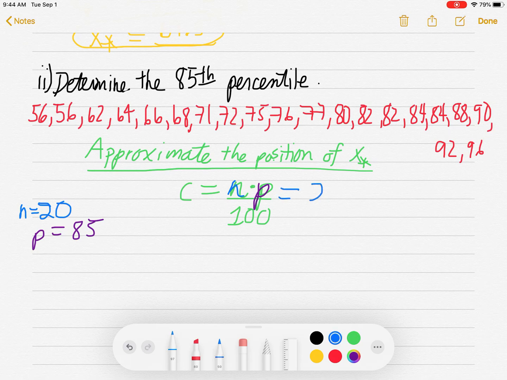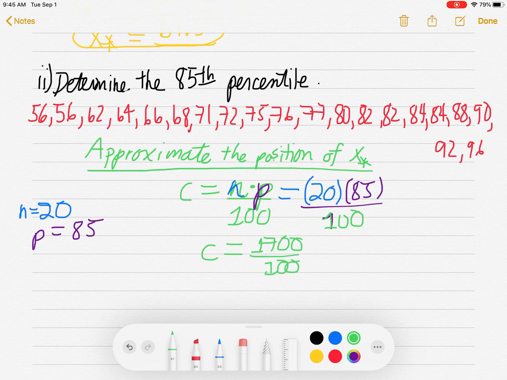So plug that in: C is equal to 20 times 85 over 100. So what is that? 20 times 85 is 1,700 over 100. That's 17. So C equals 17.